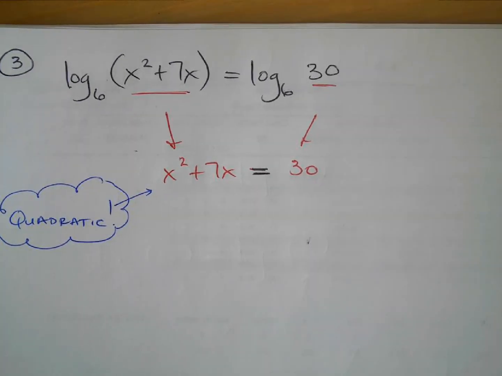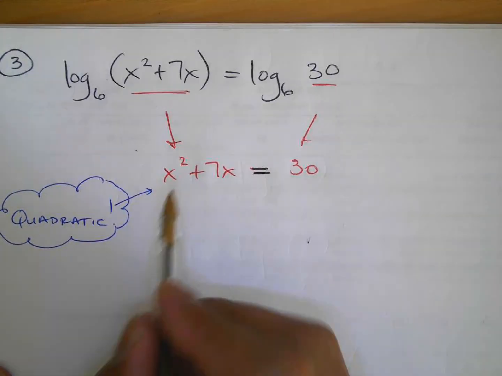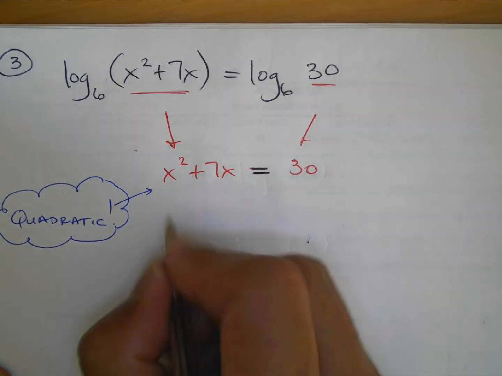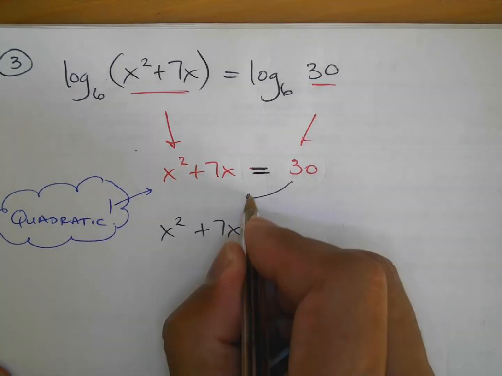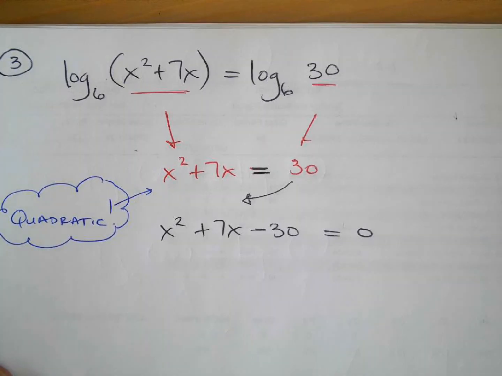And we've learned how to solve quadratic equations. Remember, we should get 2 answers. How do we solve a quadratic? Well, remember, we move everything to one side, where the x squared is positive, and make it equal to 0. So this is going to be x squared plus 7x, and then what? Minus 30. We move that 30 over there. Set it equal to 0, right?